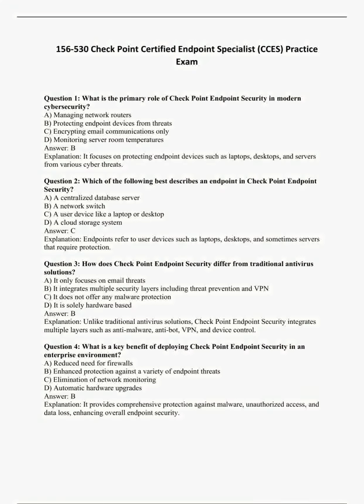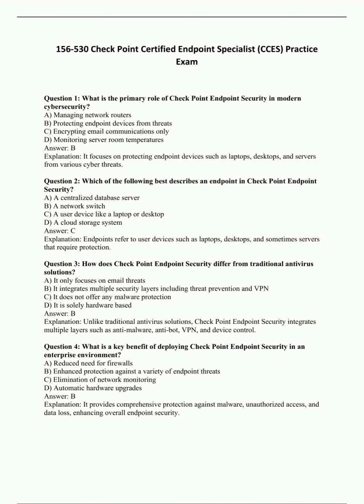Question 3. How does Check Point endpoint security differ from traditional antivirus solutions? A. It only focuses on email threats. B. It integrates multiple security layers, including threat prevention and VPN. C. It does not offer any malware protection. D. Is solely hardware-based. Answer B. Explanation. Unlike traditional antivirus solutions, Check Point endpoint security integrates multiple layers such as anti-malware, anti-bot, VPN, and device control.